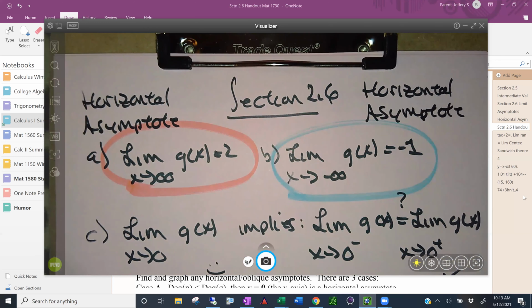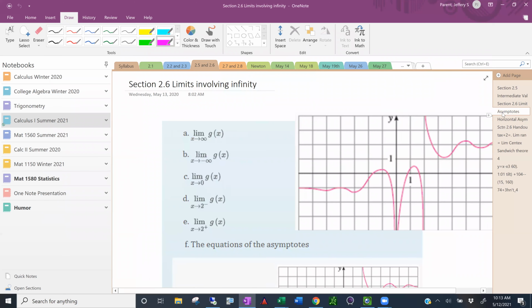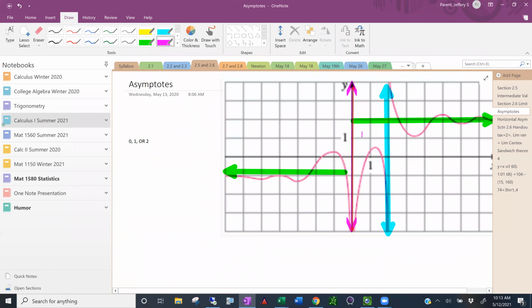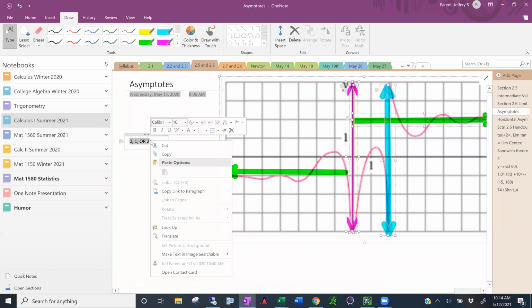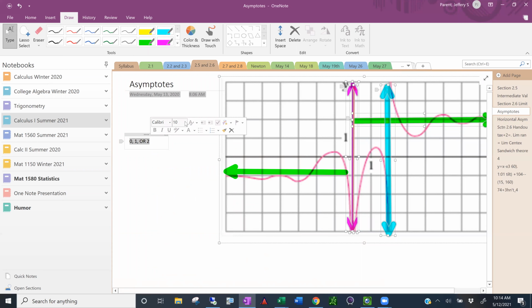Now let me make something really easy for you on one of the homework questions. When you're looking at a graph, the number of horizontal asymptotes you have can be 0, 1, or 2. So it's just going to depend on how lucky you get, but it's going to be one of these numbers, 0, 1, or 2.